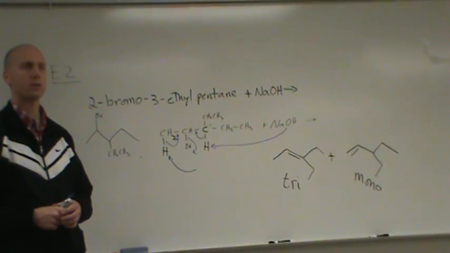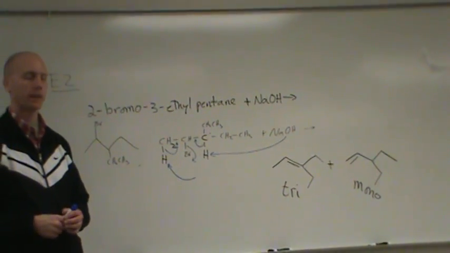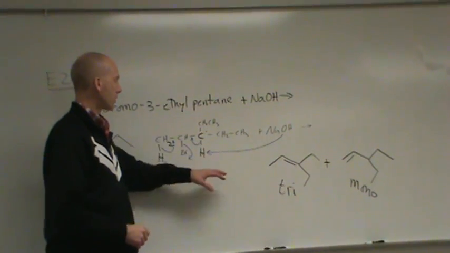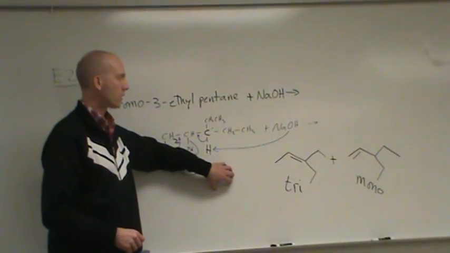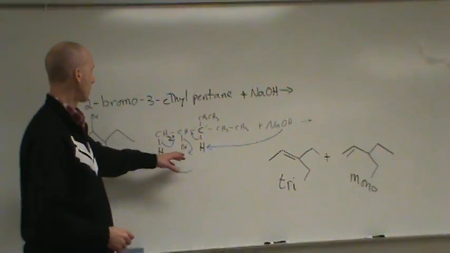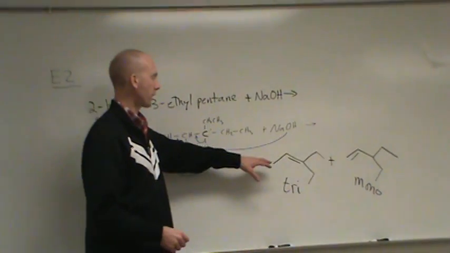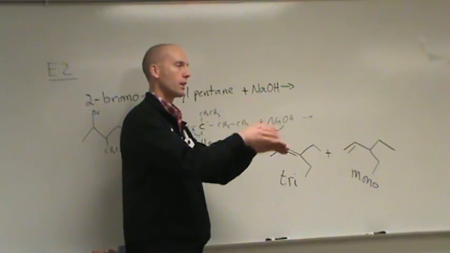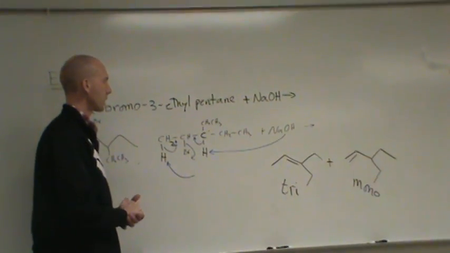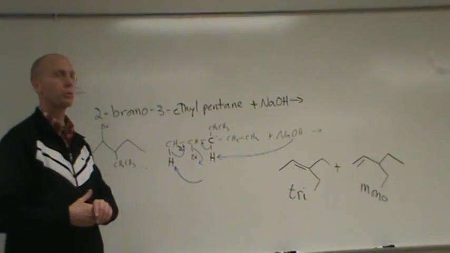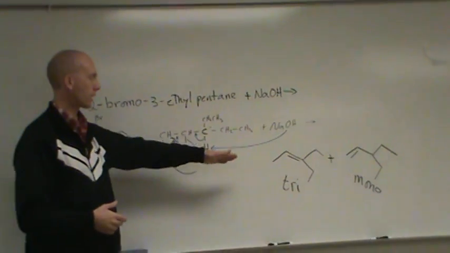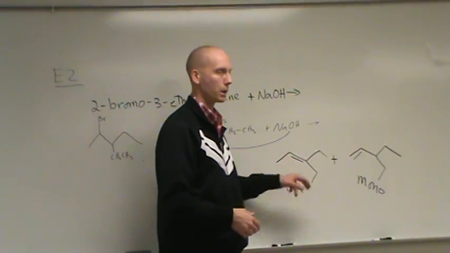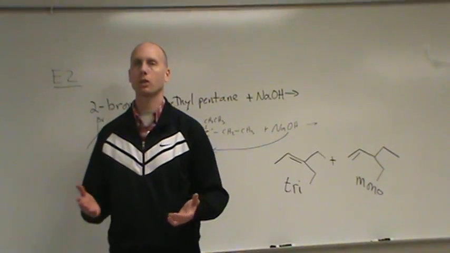How many of you got those two products? Okay, a handful, not bad. These are the only things I'm concerned about. But yeah, you get sodium bromide as a side product, but we don't worry about that. So make sure you can do the E2 mechanism, and spot out the major and the minor products based on the double bond types. So that's all we're going to do today.